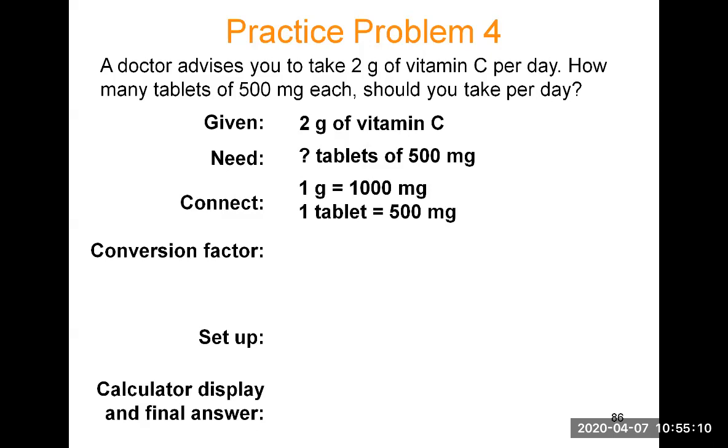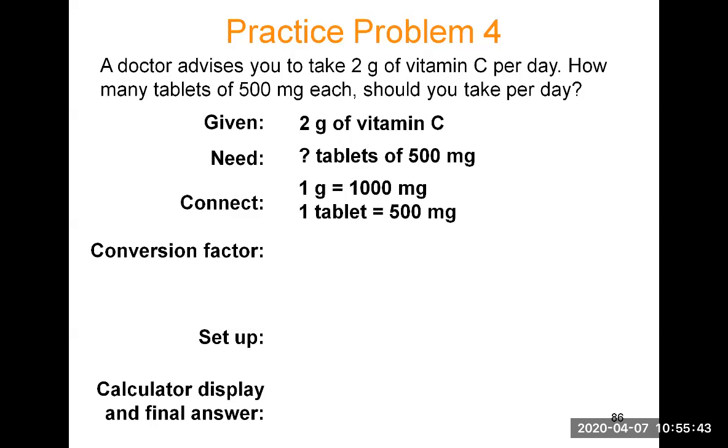The other equality comes from the fact that one tablet contains 500 milligrams of vitamin C, right? It says tablets of 500 milligrams each. That's how you want to read this. It's an equality that says one tablet equals 500 milligrams of vitamin C. So this way, with those two equalities, we should be able to change our grams into milligrams of vitamin C and milligrams of vitamin C to tablet.